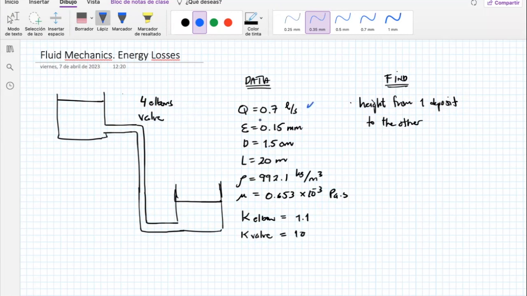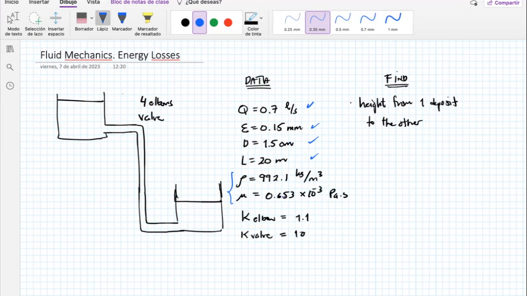Here we have the flow rate. The flow rate is 0.7 liters per second. Then we have the roughness. This is the absolute roughness of the material of the pipe. This is the diameter of the pipe. This is the length of the pipe. These two are the properties of the fluid. In this case, this is water. We have pretty close to 1,000 kilograms per cubic meter, which is water.